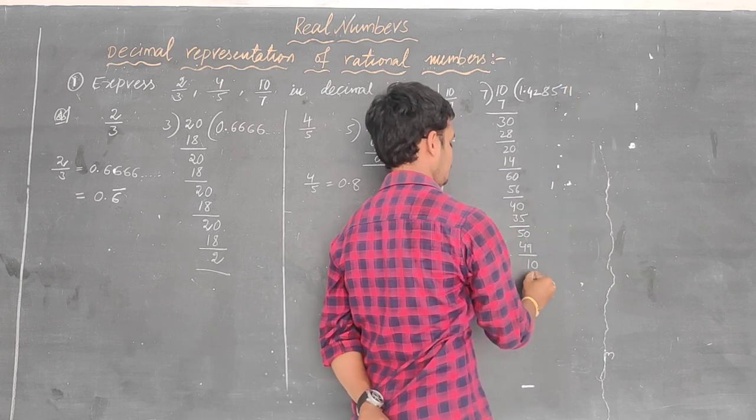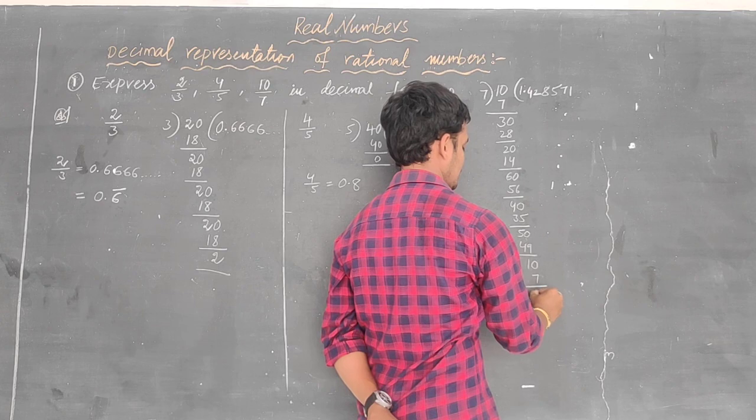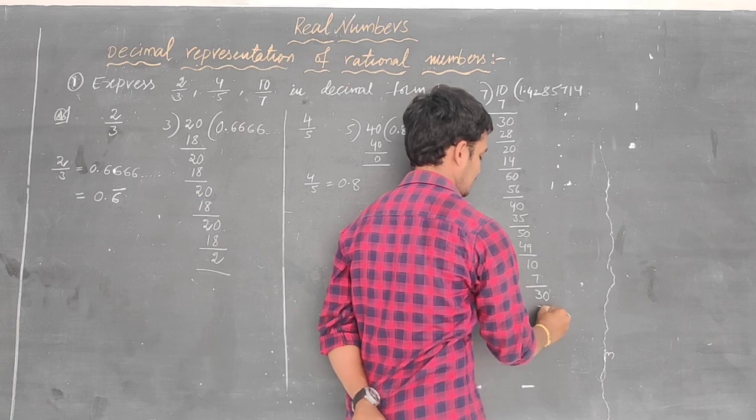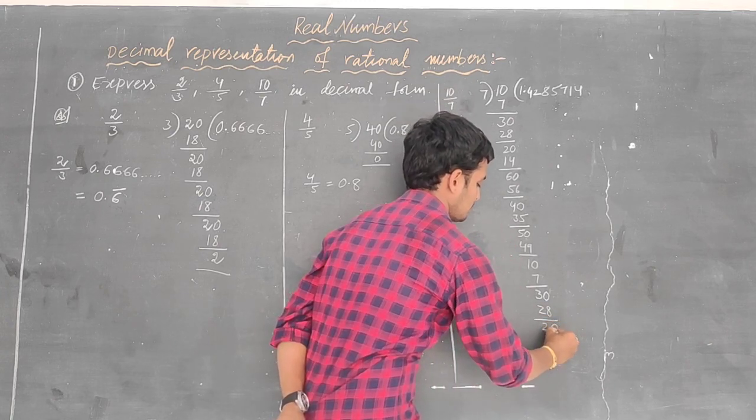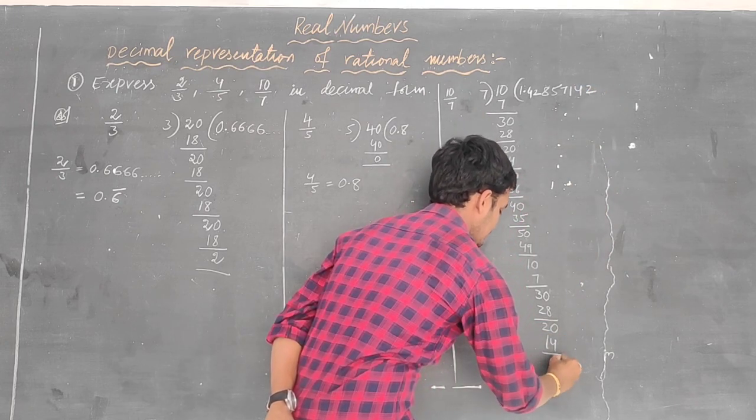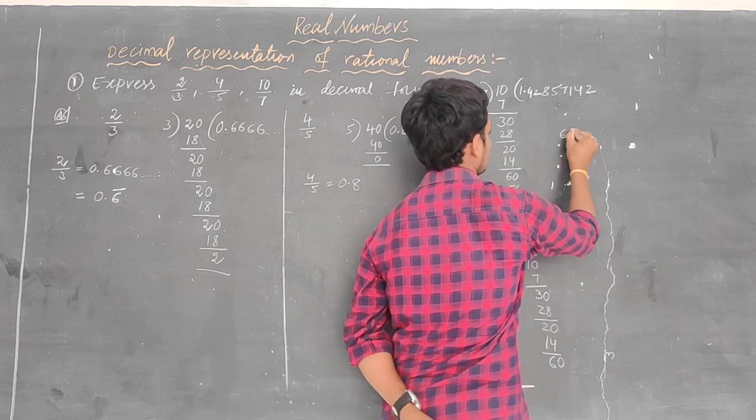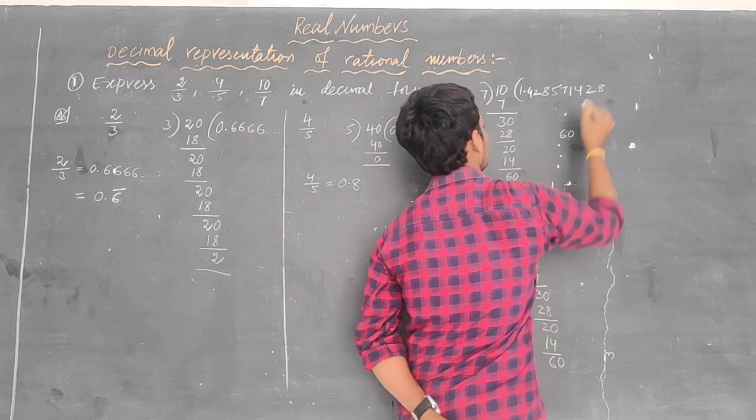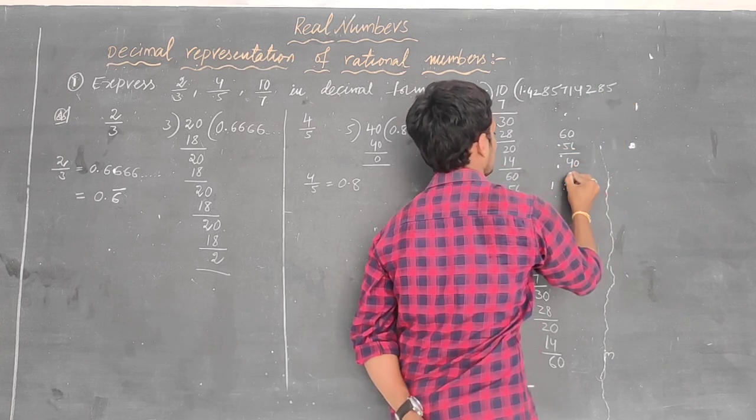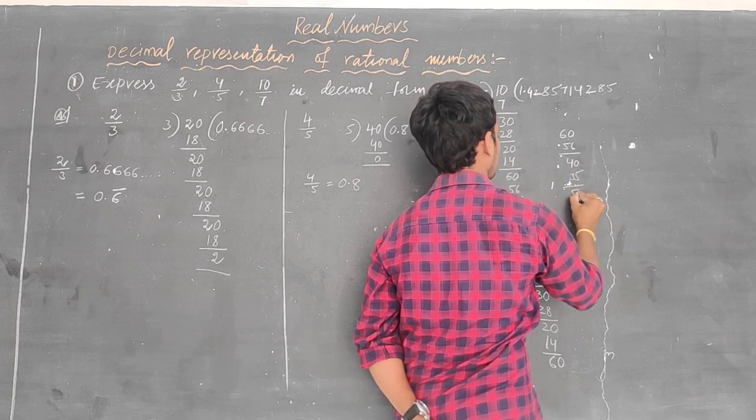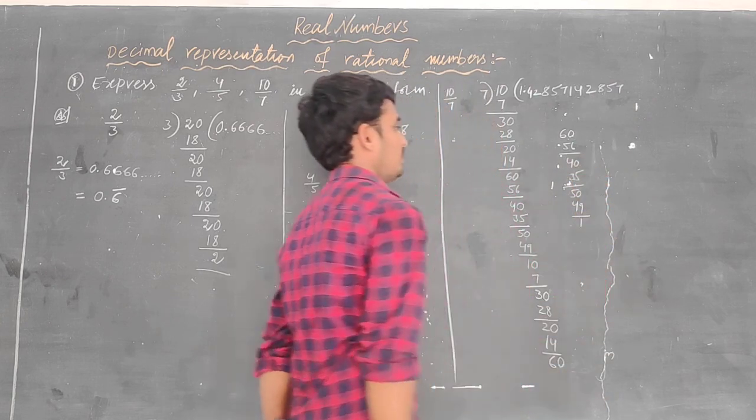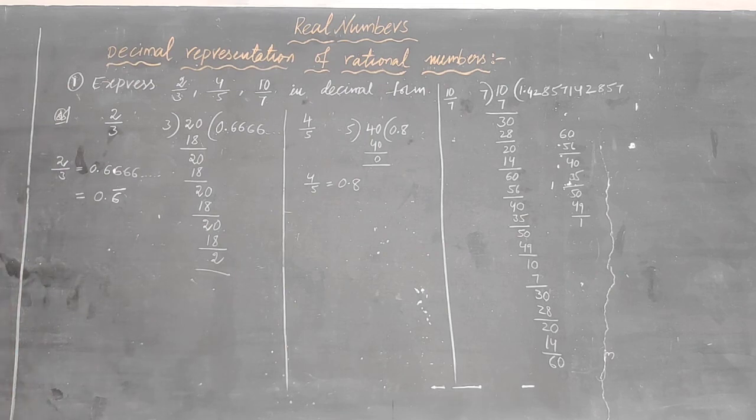Again 1 times 7 is 7. The remainder is 3. 3 means 30. Again 4 times 7 is 28, remainder 2. 2 means 20. Again 2 times 7 is 14, remainder 6. 6 means 60. Again 8 times 7 is 56, remainder 4. 4 means 40, 5 times 7 is 35, remainder 5. 5 means 50. Again 7 times 7 is 49. Remainder 1.